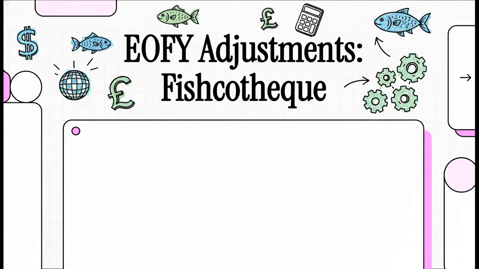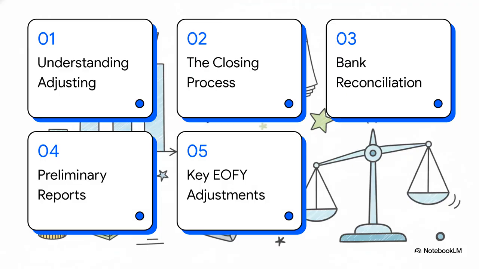Welcome. In this explainer, we're going to break down the essential process of end-of-financial-year adjustments. We'll be using the FNSACC421 case study and the Zero accounting system to walk through all the key procedures. So we'll be moving through 5 main sections.